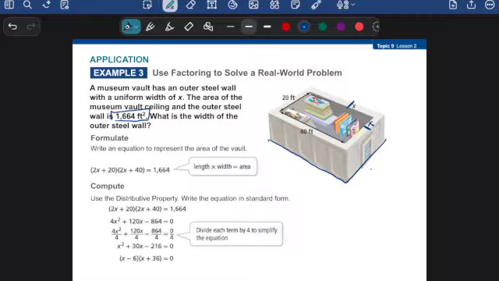So we need to figure this out. We need to figure out this length and this length. So we know the inside of the vault is 20, but then I have an x over here and another x width over there. So I have 2 x's plus 20 is the width. And for the length, again, I've got an x length here and another x length on the other side. So I'm going to have 40 plus 2x for my total length. And then the total area is 1,664.